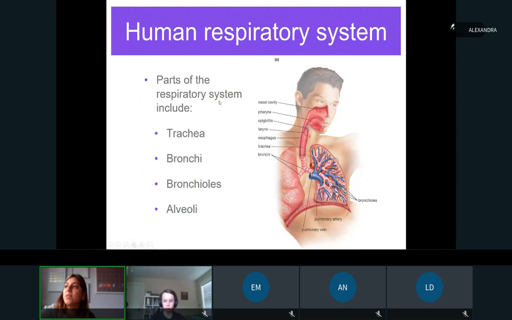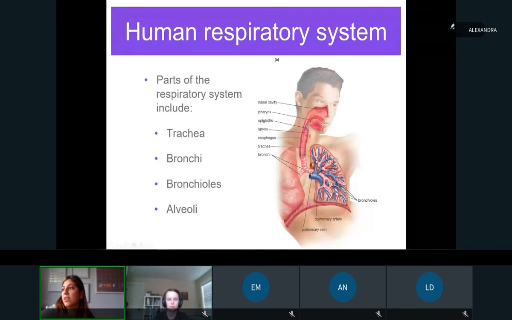So, parts of the respiratory system. We talked about the trachea. We talked about how that's where oxygen gets into your lungs. Then we talk about the bronchi, which are these different branches. And then it gets down to these bronchioles, so that goes into even farther branches. And then we have the alveoli.